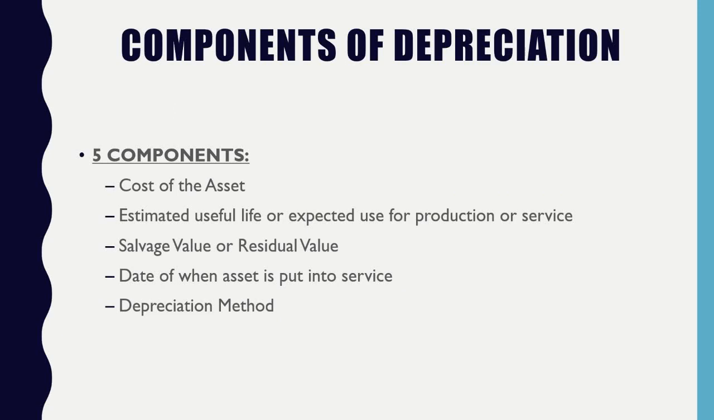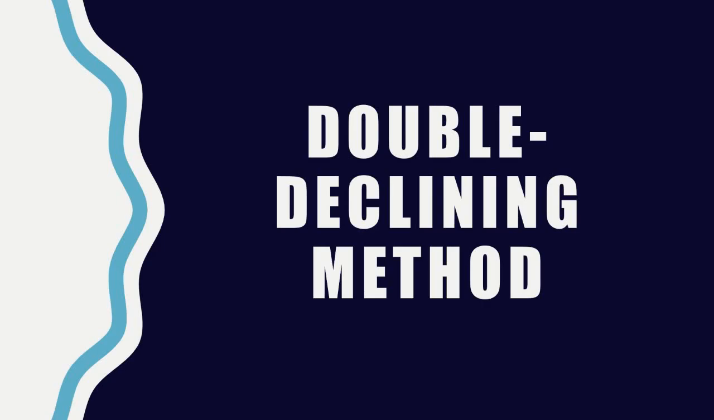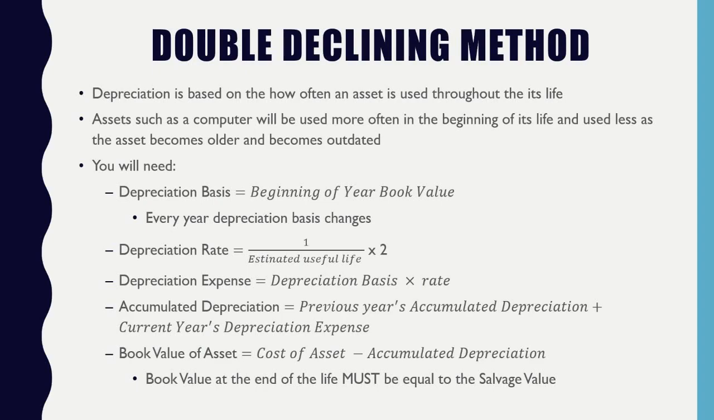So once again, you're going to be identifying these 5 categories, right? But this time, the 5th one is given because we're learning double declining today. So we need to identify the asset cost, the estimated useful life, or estimated units produced. We also need to identify the salvage value or residual value and the date that we place into service. Once again, we're doing double declining, also known as accelerated. So let's dive into the formulas.